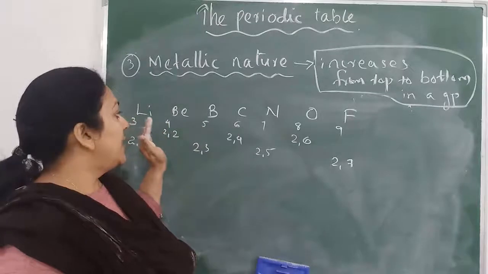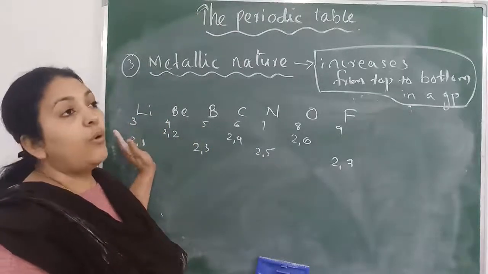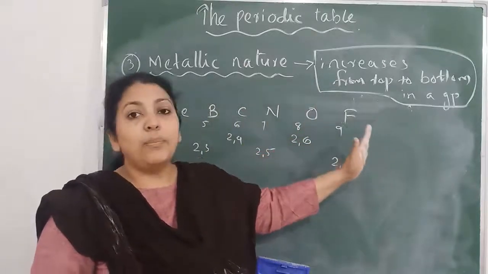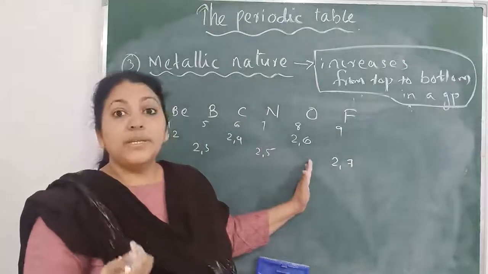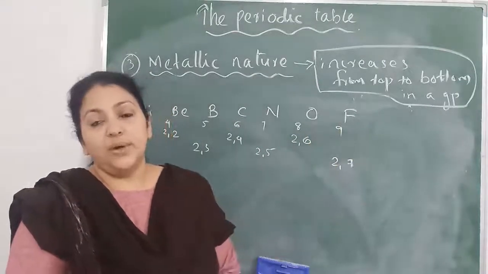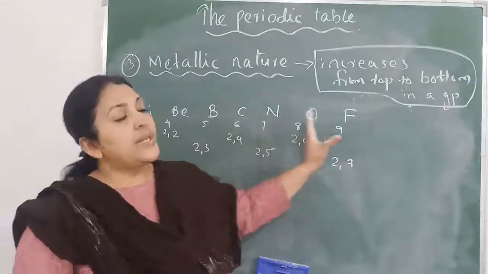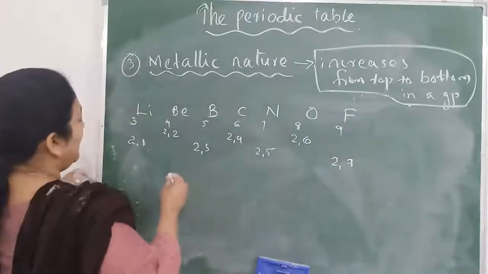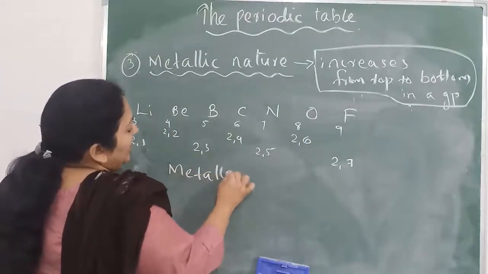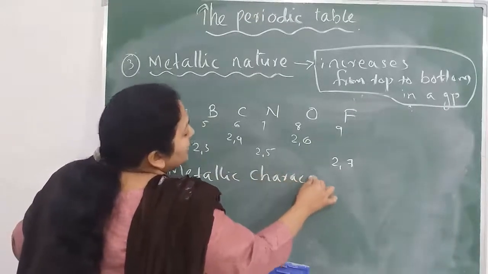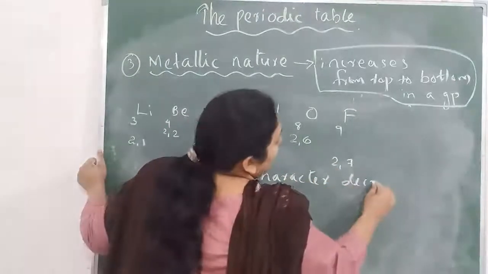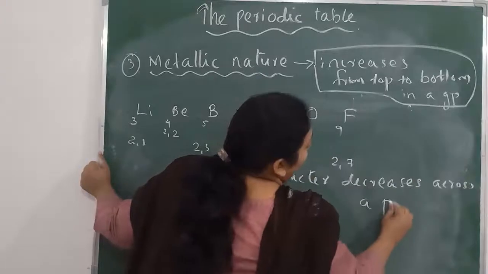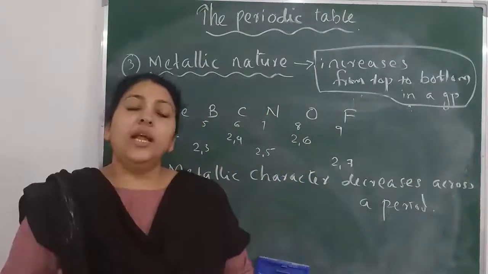That is why we can see at the extreme left of the periodic table, all of them are metals, and while we move to the right side of the periodic table, what happens? It will slowly become metalloids and then non-metals, as the metallic character decreases across a period. Is that clear? So I'll write: the metallic nature or the metallic character or the electropositivity decreases across a period.